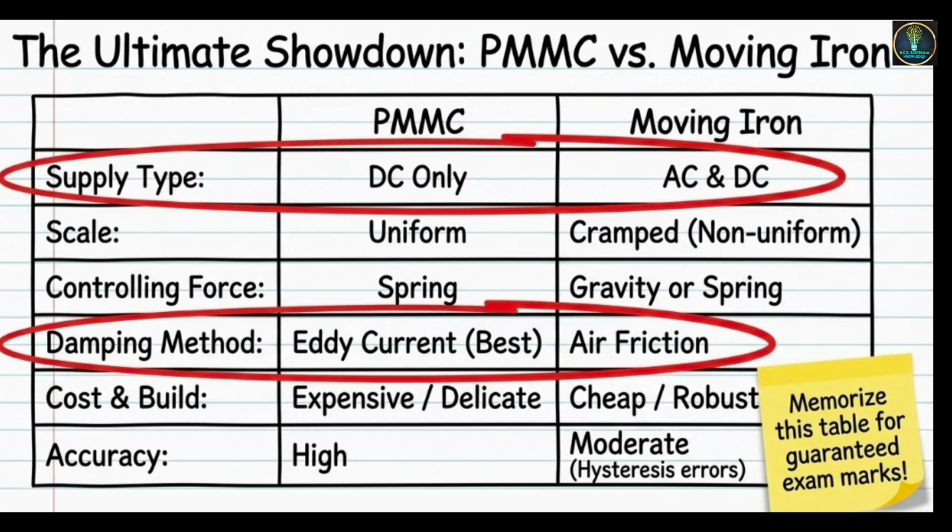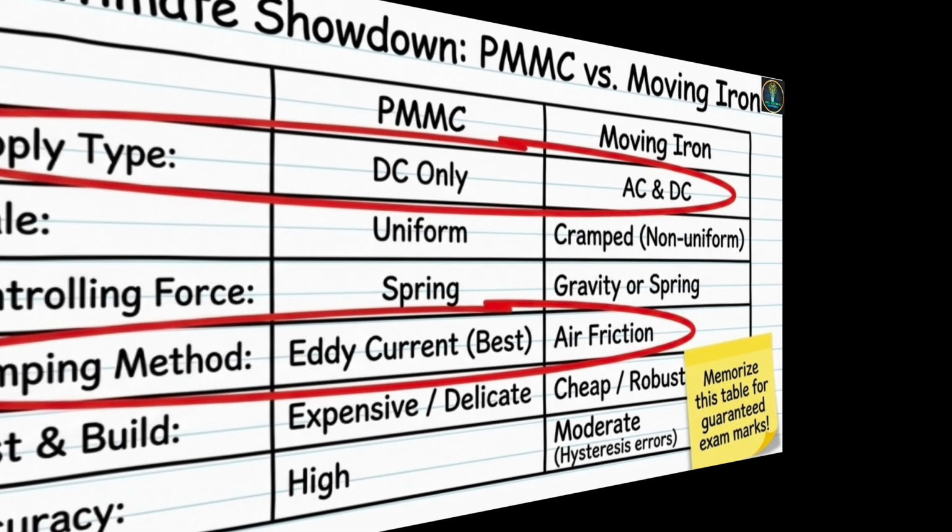Cost and build: PMMC expensive and delicate, MI cheap and robust. Accuracy: high for PMMC and moderate for MI, there is hysteresis error. Memorize this table for guaranteed exam marks.